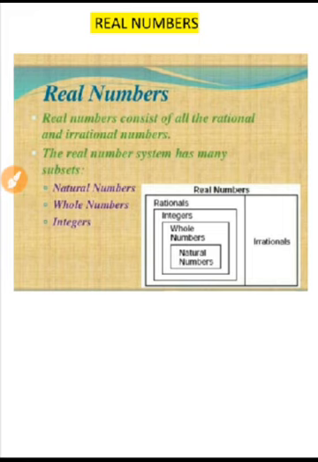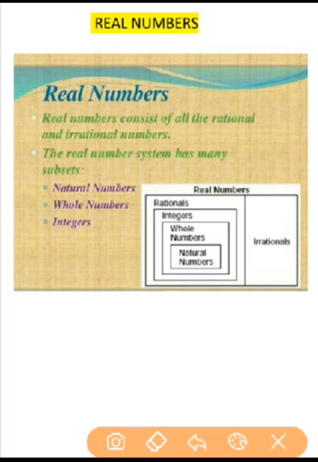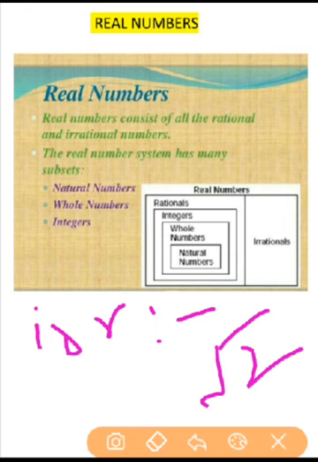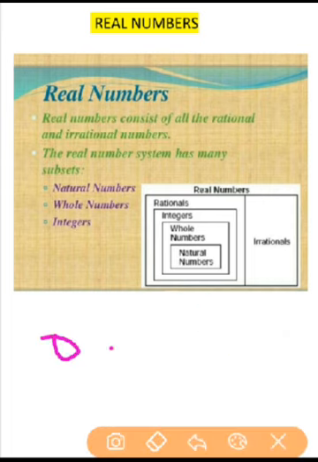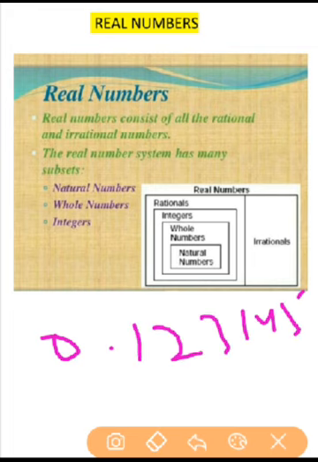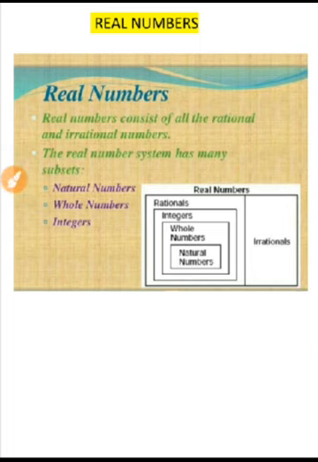whereas irrational numbers are those numbers which we cannot write in the form of p by q. It means irrational numbers are those numbers which are like this: root 2, root 3, all numbers like this, right? More examples we can write. Suppose we can say 0.12314 and so on. So these types of numbers are called irrational numbers.